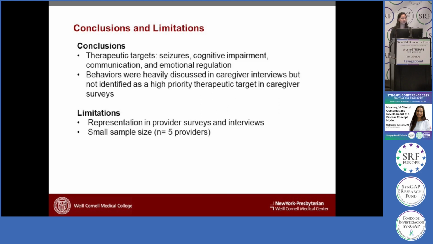So just some quick conclusions. Some therapeutic targets that were identified through this study were seizures, cognitive impairment, communication, and emotional regulation. Just an interesting discrepancy in the data is that when caregivers were interviewed, they talked about behaviors a lot, but when the specific question was asked of which symptoms are the highest priority for new therapeutics to treat, it was intellectual disability and seizures that came to the top. Some limitations in this study, we would love it to be more representative, and it's also a small sample size. We only had 5 providers because we only wanted to include providers that consistently take care of Syngap patients.